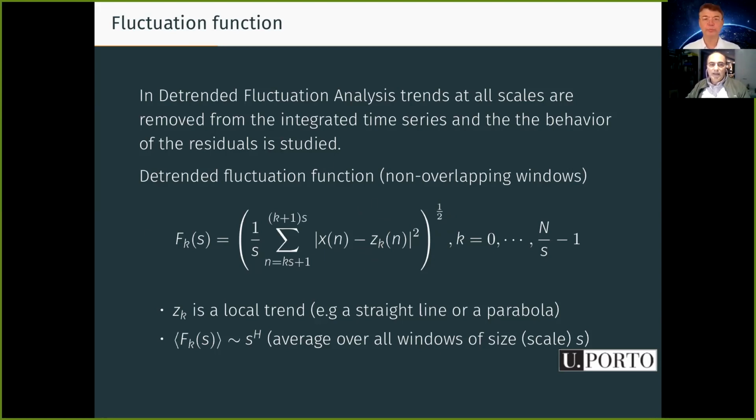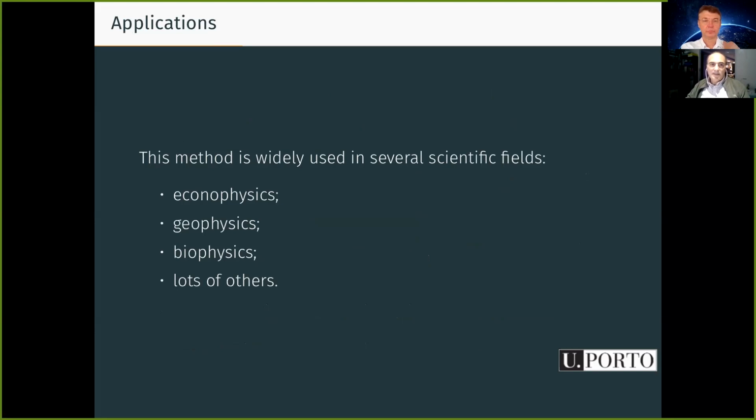If we consider all those windows with a given scale, a given size, the idea is that the average will be proportional to the scale that we are considering, up to a given exponent H, which is the Hurst exponent. This method is used in lots of fields. Those are some of the fields where it is used: econophysics, where I have used it, and geophysics. As I told you, originally it was used in biophysics, but also in lots of other places where series with those profiles appear.